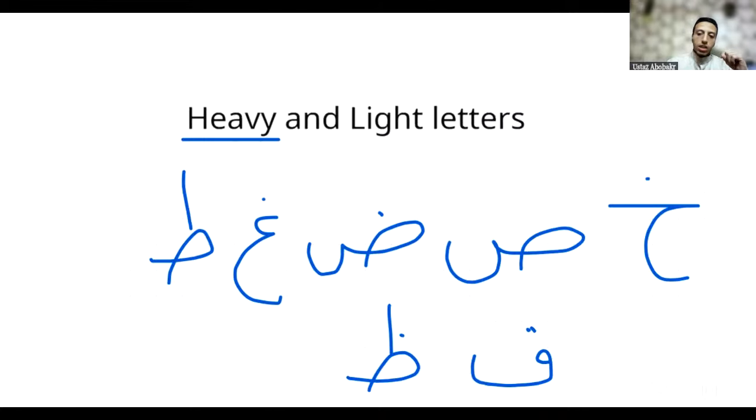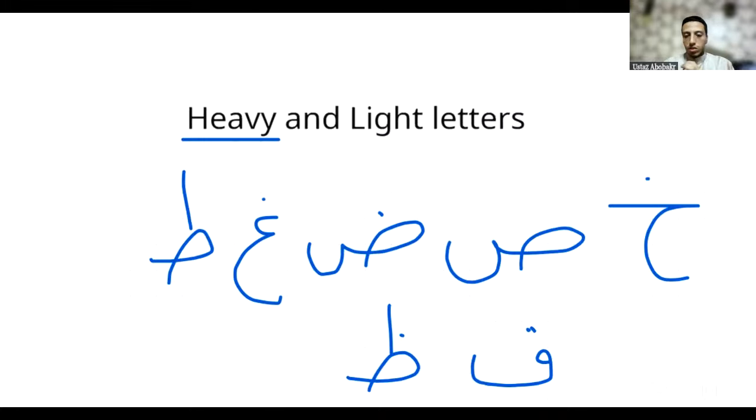Same thing for ghain. It has to be gha, ghi, ghu. Ta, same thing. Ta, ti, tu. Same thing with qaf and dha. Qa, qi, qu. Last one, dha, dhi, dhu. That's how I say each one of these letters. So again, the heavy letters in our Arabic language are 7: kha, sad, dad, ghain, ta, qaf, and dha.